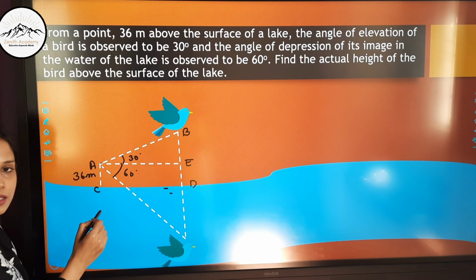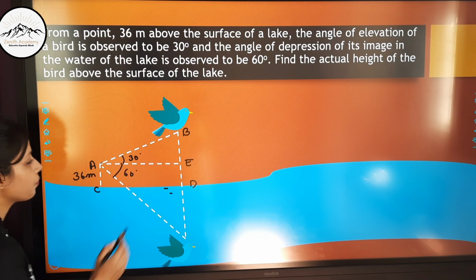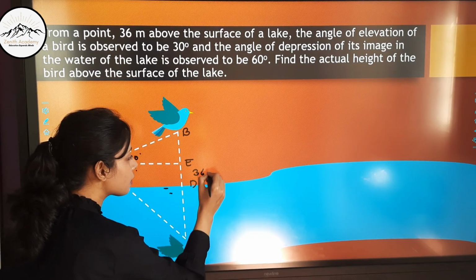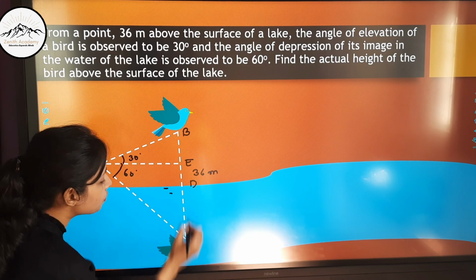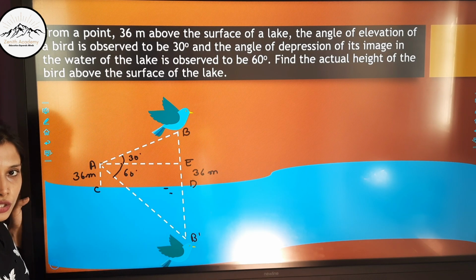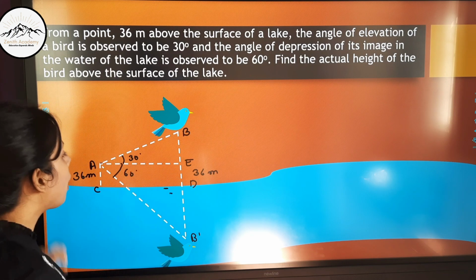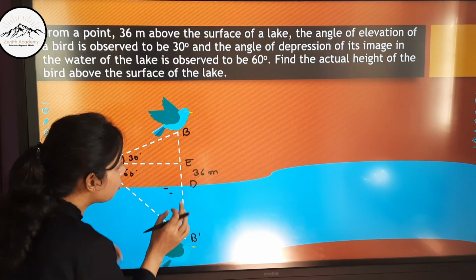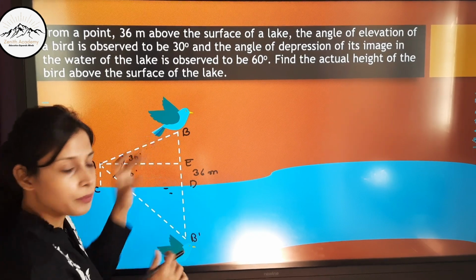So if AC is equal to 36 meters, DE will also be 36 meters. If this is B, let's mark this image in the lake as B dash. Now we have marked all the points. What we need to find is the distance BD.